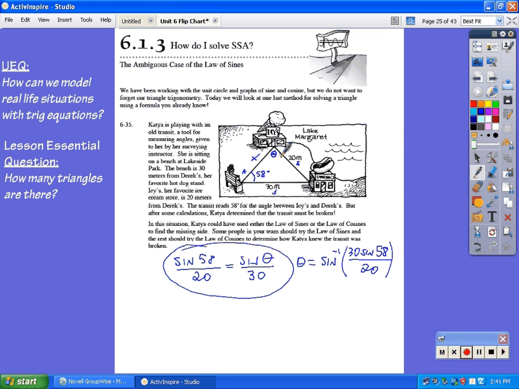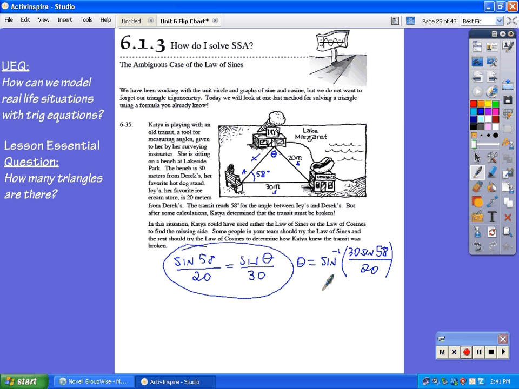If I do that, inverse sine of 30 times the sine of 58 divided by 20, I get a domain error, and there is a problem. If I simplify this a little at a time, let's just do the part inside the parentheses, 30 sine of 58, and then divide by 20.